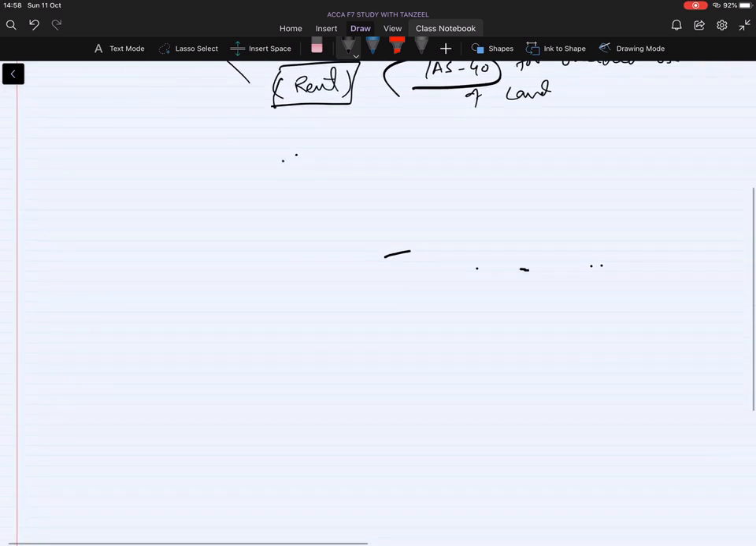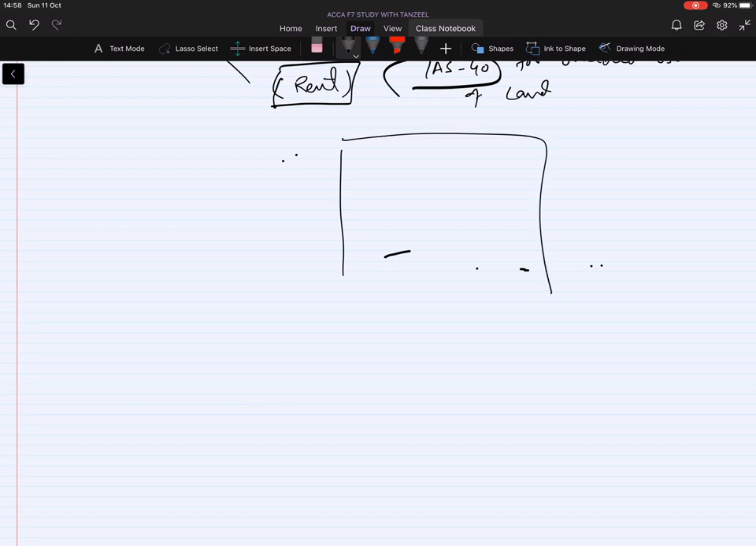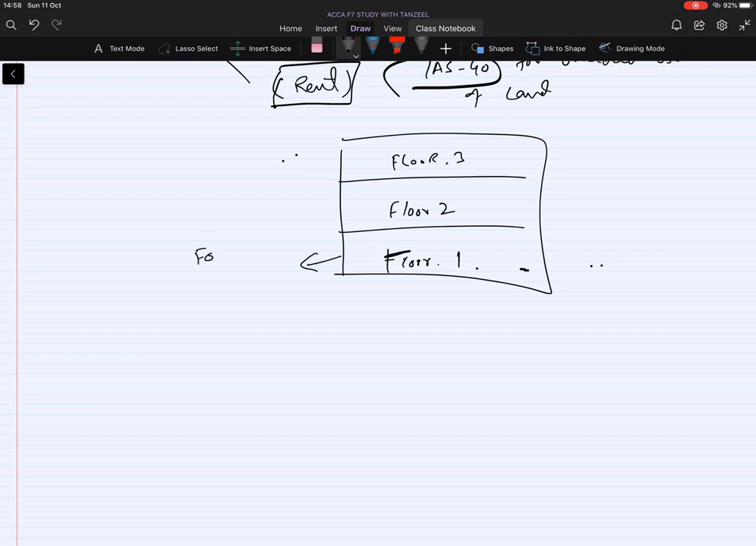But suppose I have a building with floor 1, floor 2, floor 3. I have 3 floors. Suppose floor 1 is for myself, for my business. I'm using this as my business. Floor 2, I give for rent, I am earning rent. And floor 3 is just undecided yet.